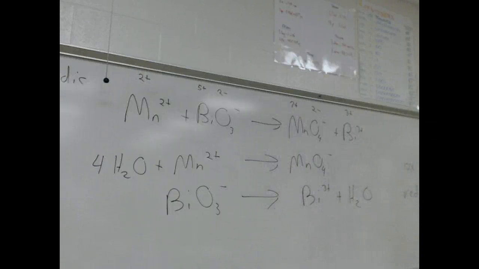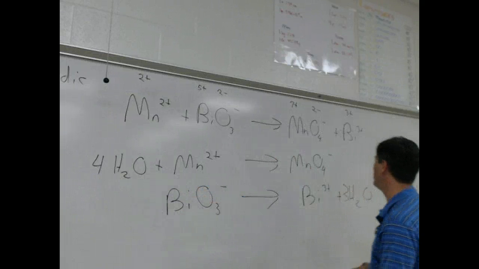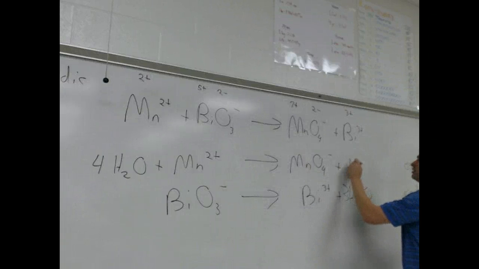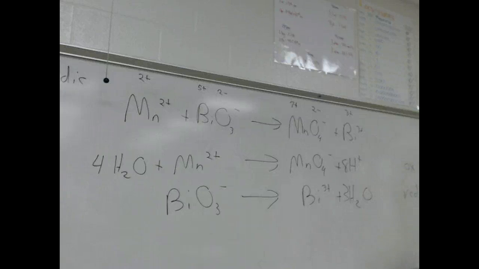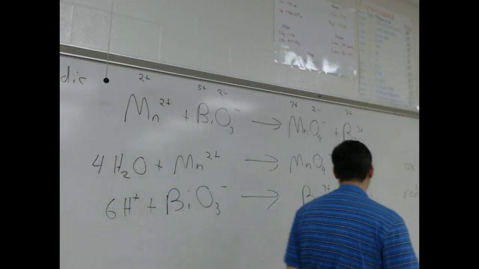Wait, that's only 3. Do as I say, not as I do. Step 4, balance hydrogen by adding hydrogen ions, which is cool too because we're in acidic solution. Because I added these waters, I've got 8 hydrogens over here, so I'm going to add 8 hydrogen ions on this side. And here I added 6 hydrogens, so 6 hydrogen ions on the left side of my reduction.